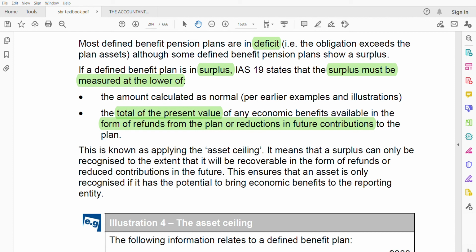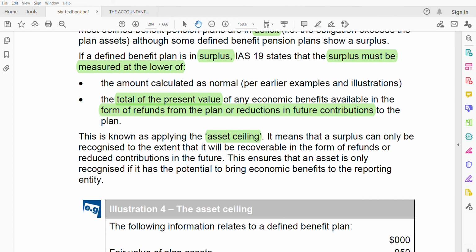So that is known as asset ceiling. You're putting a ceiling on the asset. Lower means the lower of these two, you're measuring the defined benefit plan. Surplus means the asset is more than the obligation, right? So this is known as applying the asset ceiling. You're putting a ceiling on the asset.